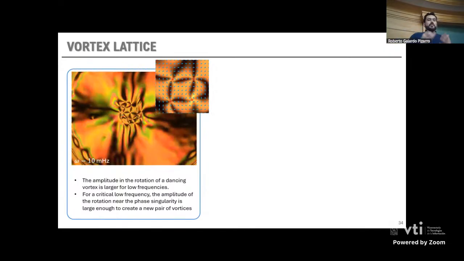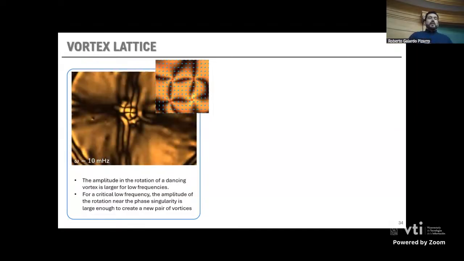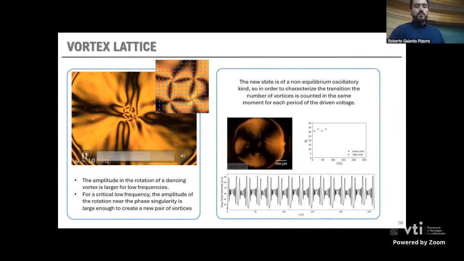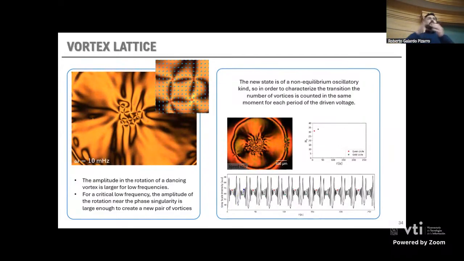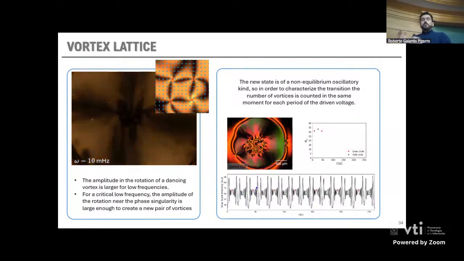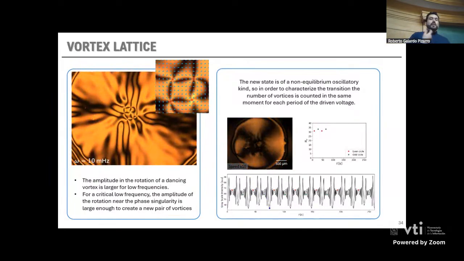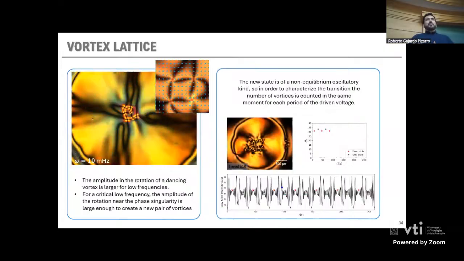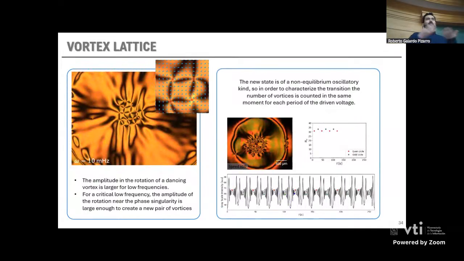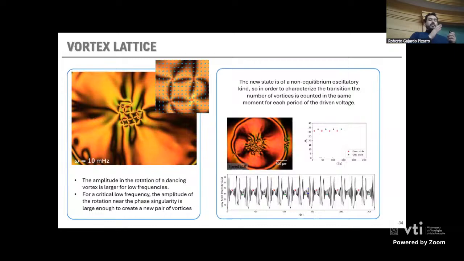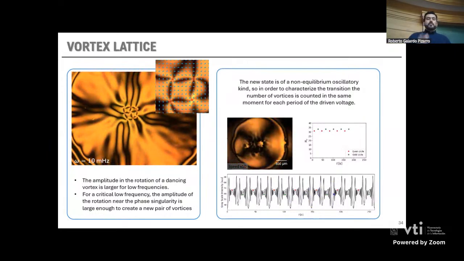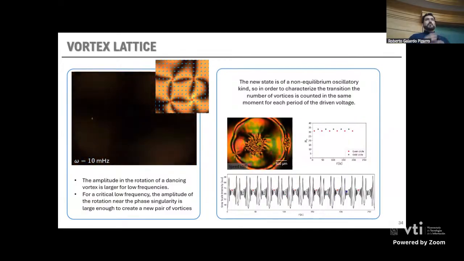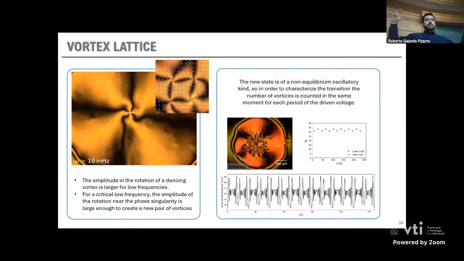This process starts occurring again and again with the different vortices that we are creating, and there is a point in which the number of vortices in this lattice will remain constant at the same points of the different periods of the external field. As this is an oscillatory kind of state, we will not achieve an equilibrium, but at the same point of each period of this external voltage we will have the same number of vortices, and the lattice will not start to grow indefinitely.